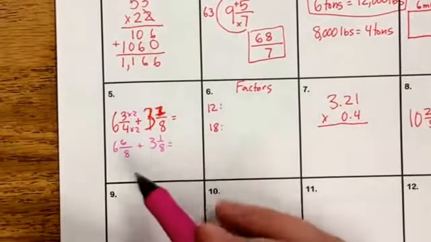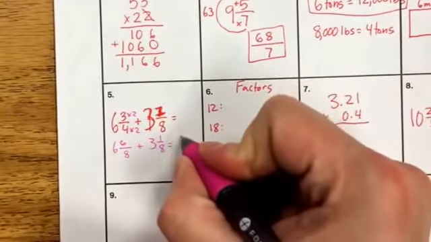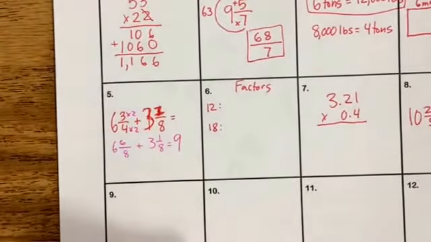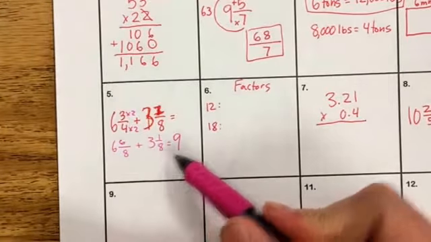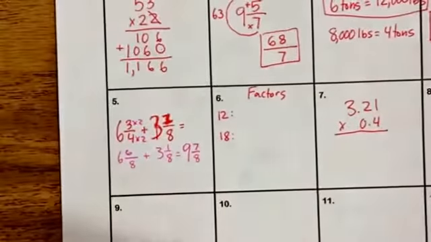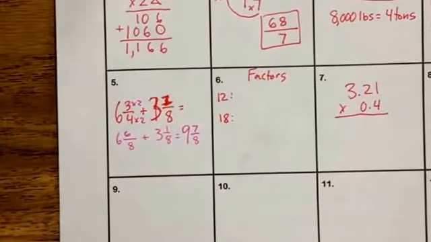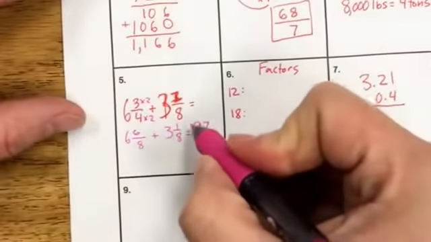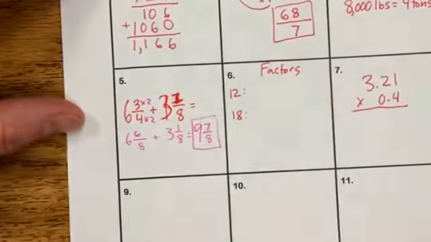So I'm going to add my whole numbers. 6 plus 3 is 9. And then I'm going to go ahead and add my fractions. 6/8 plus 1/8 is going to give me 7/8. And we do not have to reduce because there is no number that can go into both 7 and 8. So we end up with 9 and 7/8.